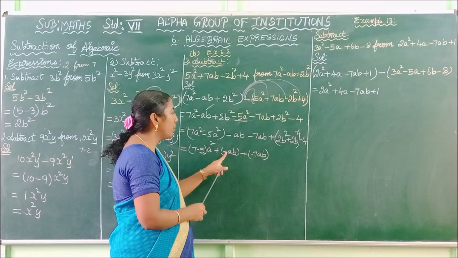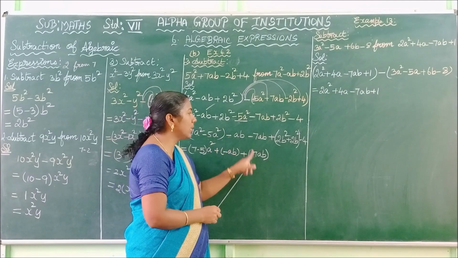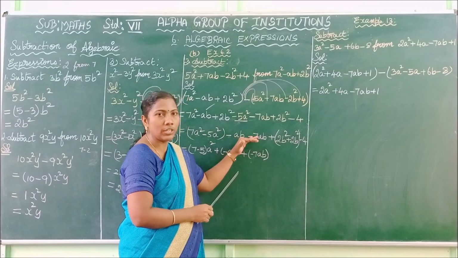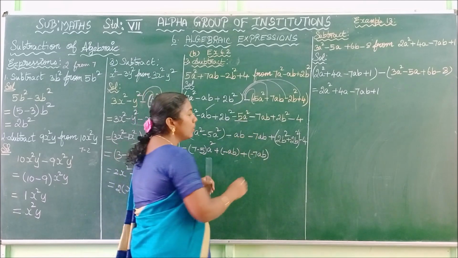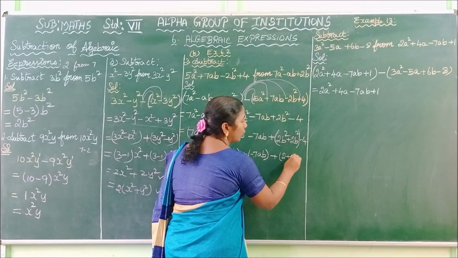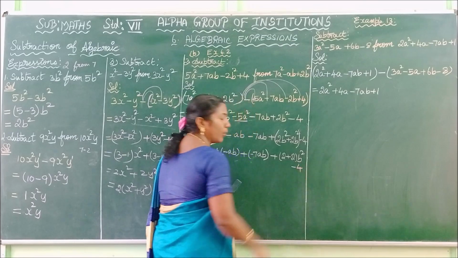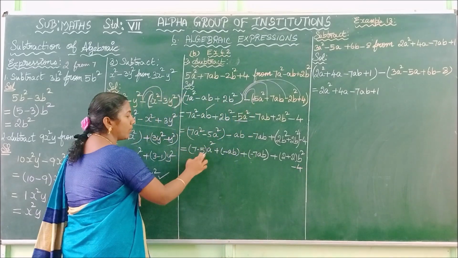Now you can check plus minus into plus minus ab. See here, plus into minus 7ab, there is no change. That's why I am writing here. Okay. So here how can you evaluate these two terms? By adding the coefficients: 2, plus 2b square, and then minus 4. Do you understand children? Now we are going to evaluate this.